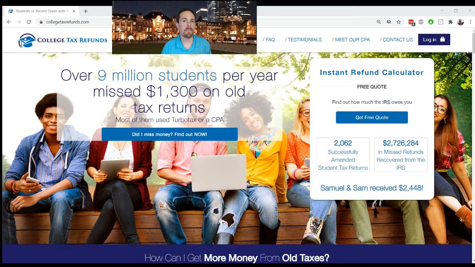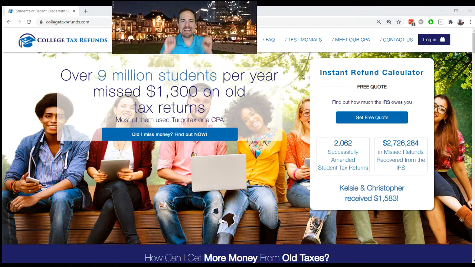Use those numbers in this college tax refunds calculator and use a few numbers off of your old taxes. So go find your old taxes. It just requires a few anonymous account dollar numbers. You do not need to put in your account number. You don't need to put in your social security number. You don't even need to put in your email address or your phone number if you don't want to. You just put in a few anonymous numbers from your tax return, and you'll find out instantly how much money you missed on your old taxes.